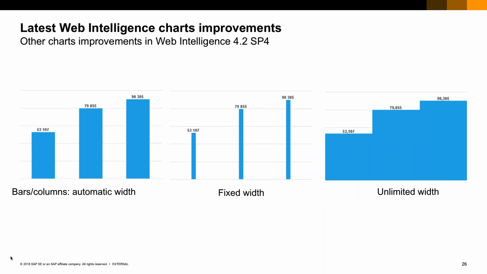Another setting is for the bar and column width. Previously, it was fully automatic, and since 4.2 SP4, you can decide yourself about the width of these columns and bars. Make it fixed size, such as in the example in the middle, so very thin, or unlimited width, such as the example on the right-hand side, where you get a sort of a staircase.